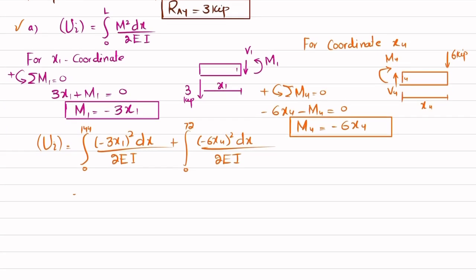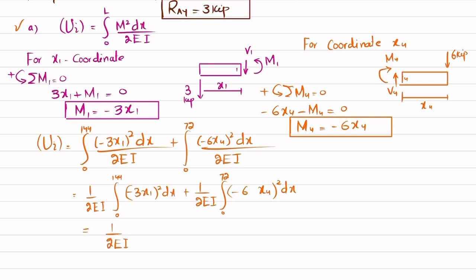Now what you can do is that you can take 1 over 2EI common because they are constant. So we're left with integral of 0 to 144 of minus 3x1 whole square dx, plus 1 over 2EI into integral of 0 to 72 of minus 6x4 whole square into dx. Okay, so this will give us 1 over 2EI, and that we will get 9x1 square integral of 0 to 144 dx plus 1 over 2EI integral of 0 to 72 of 36x4 square into dx.